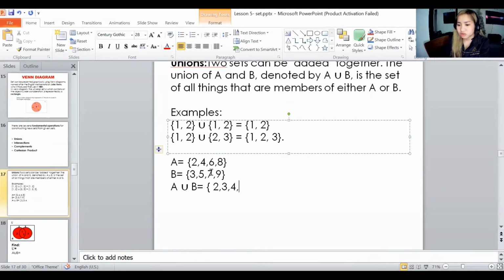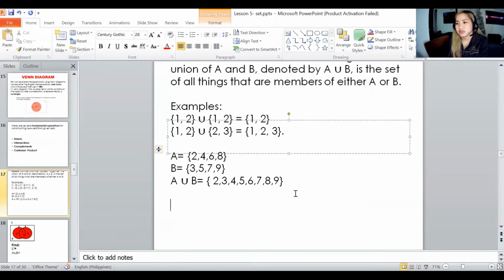Yan, next we have, may 5 po. Ayan, kay B. 5. May 6 po kay A. Ayan, 6. May 7 kay B. Ayan, meron po. May 8 po ba? Ayan, meron kay A. And may 9 kay B. So, ang final answer natin, kapag kinuha natin yung A union B is 2, 3, 4, 5, 6, 7, 8, 9.